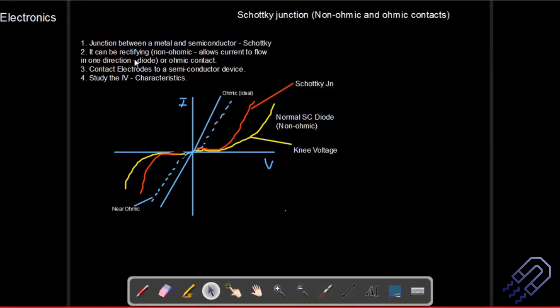What is the Schottky junction? A junction between a metal and a semiconductor. If you have characteristics at that particular point, you are going to get a graph something like this, and this is nothing but what we call the breakdown region. This is a good explanation. This is also important, so I think we should write this down.